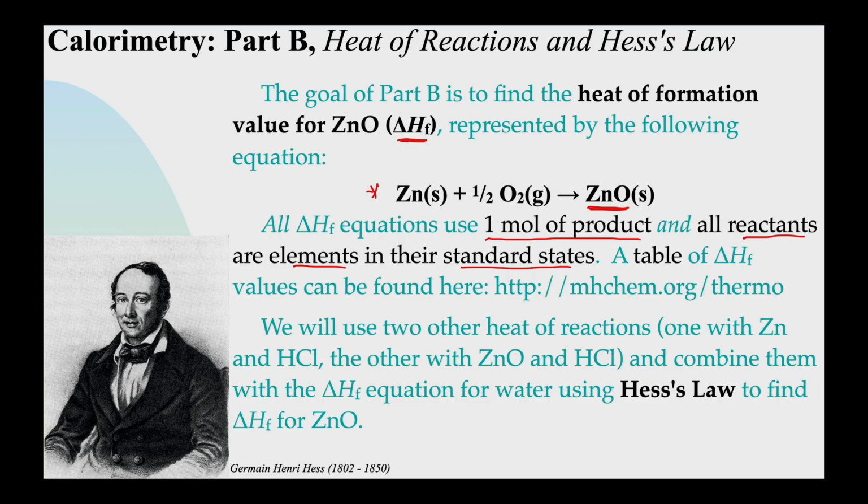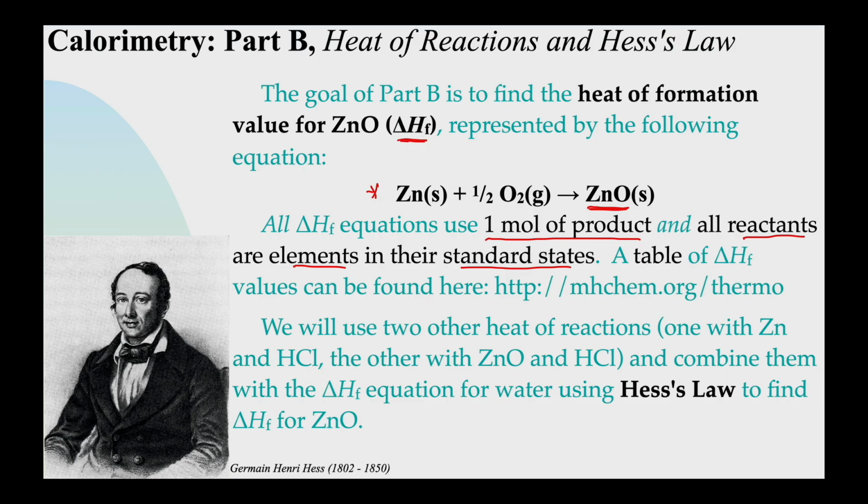So we have zinc as a solid and oxygen as a gas. We wouldn't use liquid zinc or solid oxygen, something weird like that. You have to use the normal version of the elements. And because there's only 1 mole of product, that's why sometimes we have to use fractions on these in order to make 1 mole and 1 mole only of products.